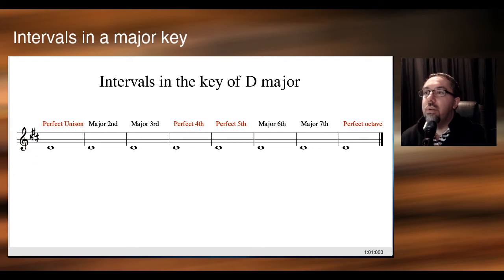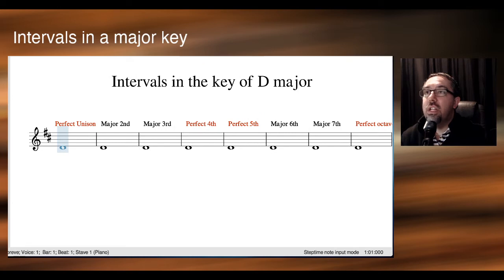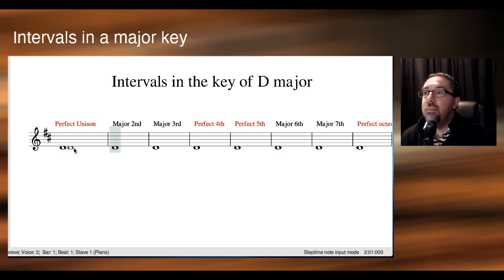Oh, there we go. Technology is letting me down. So I've got the two sharps in there, and in the same way we did the C major, we can do the same thing here. So my first interval I'm going to create is going to be my unison interval. So let's put that in very easily there.